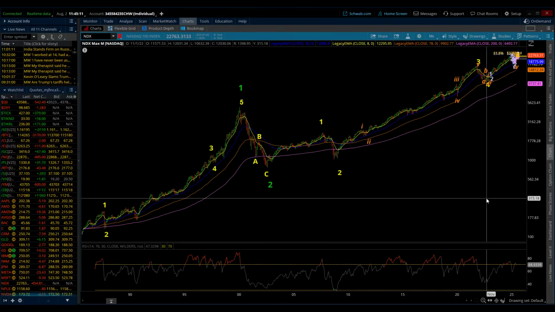Good morning. This is the Elliott Wave weekly update for the NASDAQ 100, being recorded on Saturday, August the 2nd at 11:45 a.m. Pacific Daylight Time. I'm going to start here on the NDX.